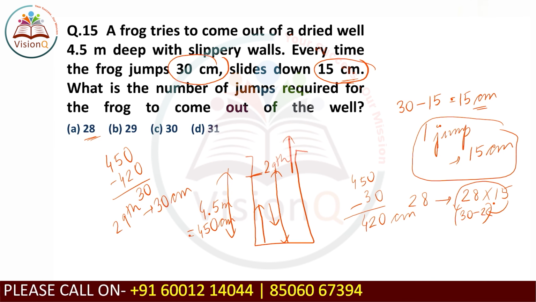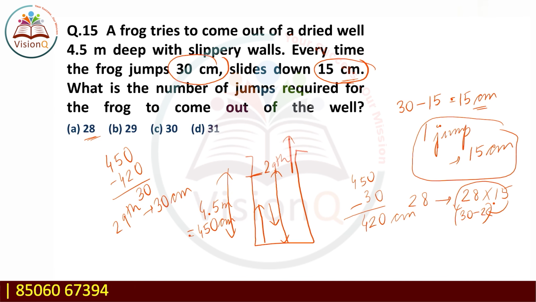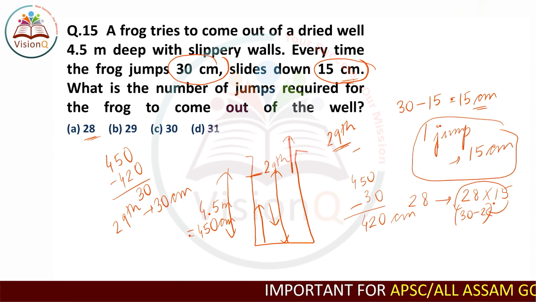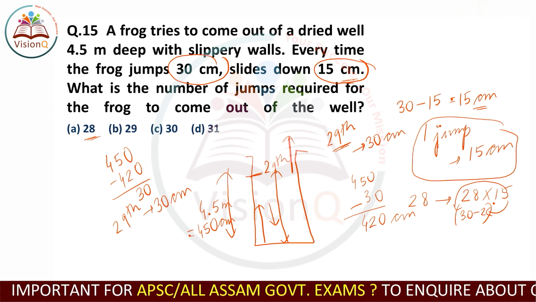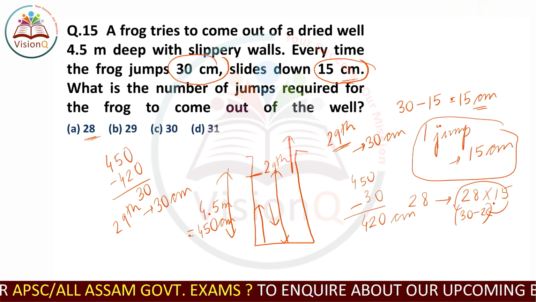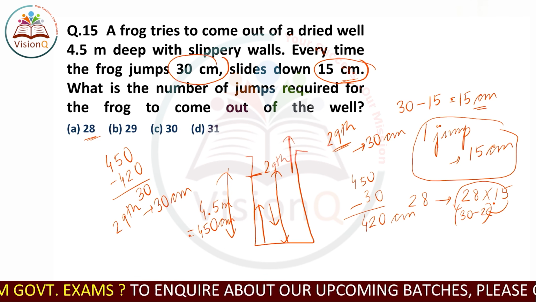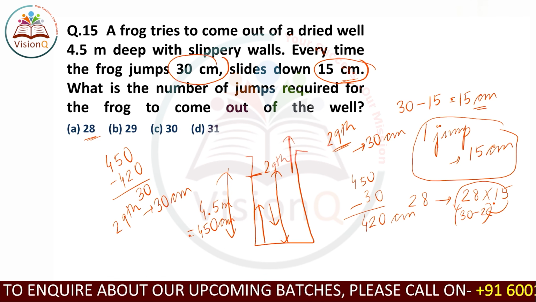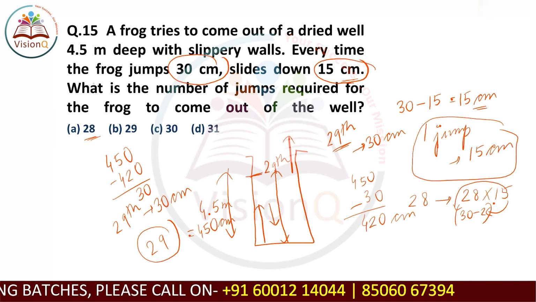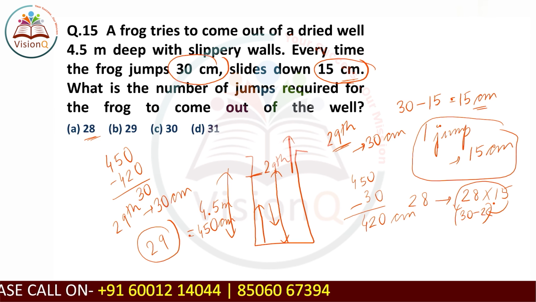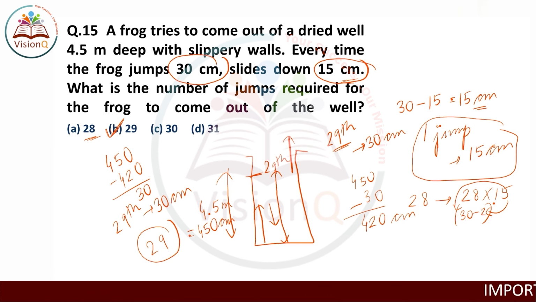That means the frog will already be out of the well. It will not slide down again, because in the 29th jump, where it covers the remaining 30 centimeter of distance directly, it will be out of this well. It will not come inside this well again. So the right answer is 29 jumps needed for the frog to come out of the well. The answer will be option number B, which is 29.